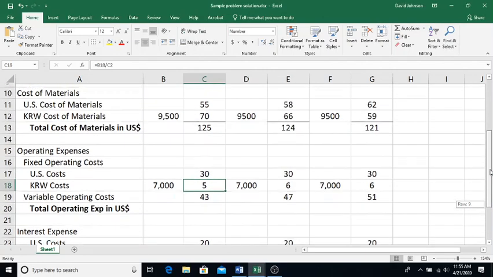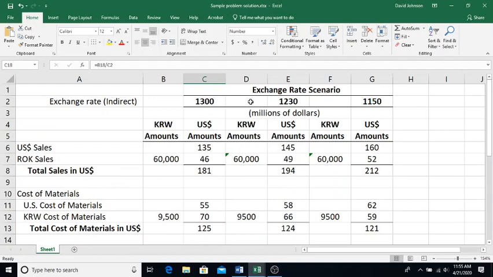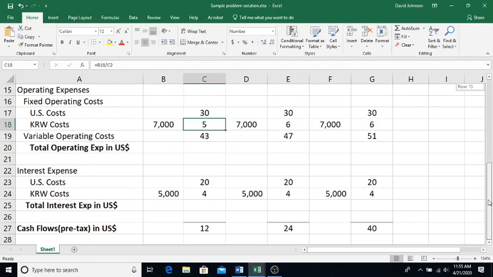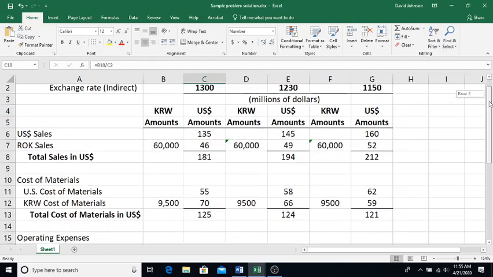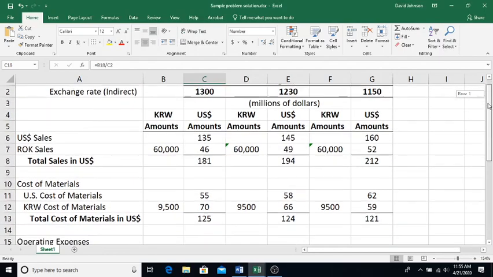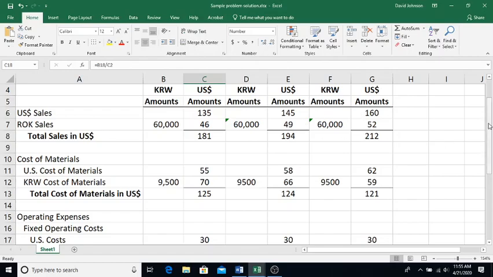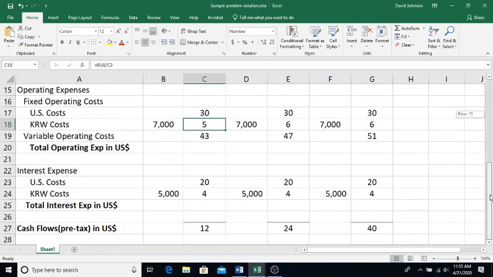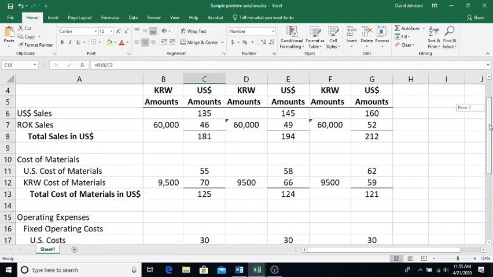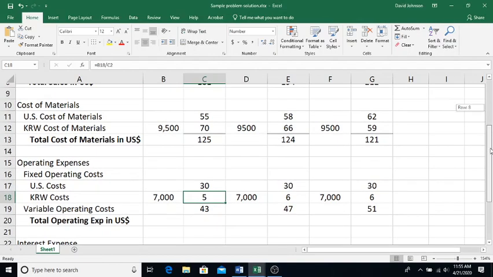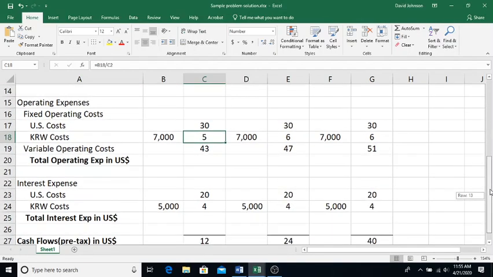Well, let's look at the bottom line here. What we see is overall, as the won strengthens, the U.S. dollar cash flows increase. In other words, the company's cash flows in U.S. dollars are positively affected by a strengthening Korean won. And we might imagine why that is, because we have significantly more revenues in Korean won than we have expenses. We've got 60,000 million Korean won denominated revenues, and only a little over 20,000 million.